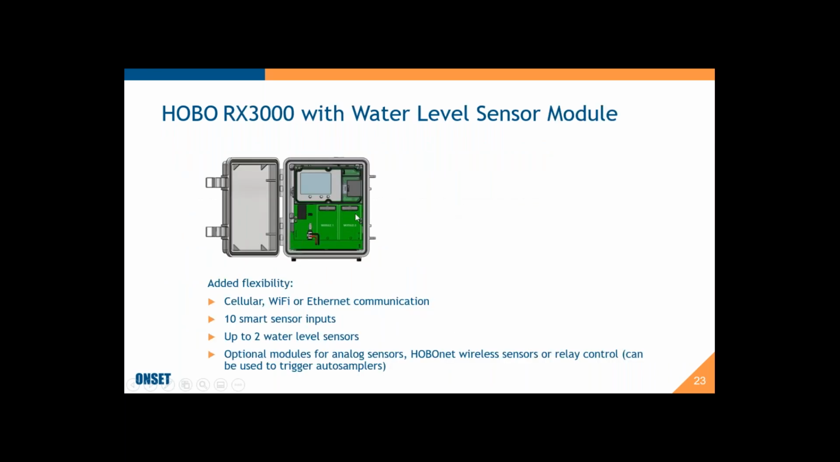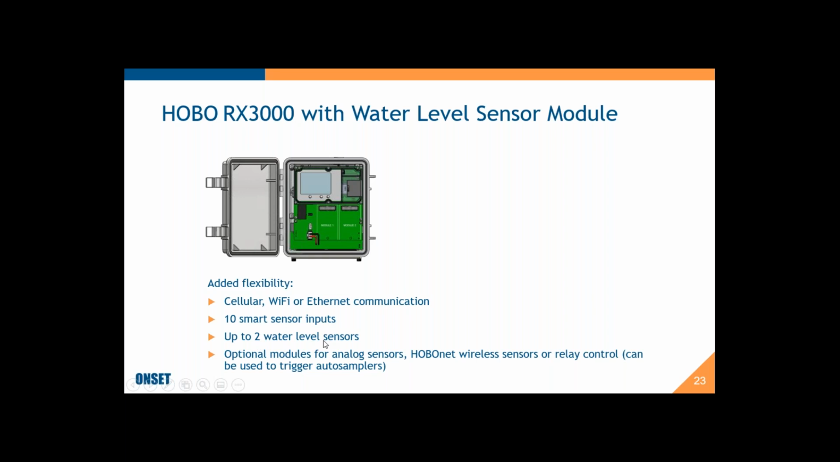Now looking at the RX3000, this is our bigger station that can be used for monitoring water levels and flows. It's got the added flexibility of cellular or Wi-Fi and Ethernet communications. It's got more smart sensor inputs, and it's got inputs for up to 2 water level sensors.